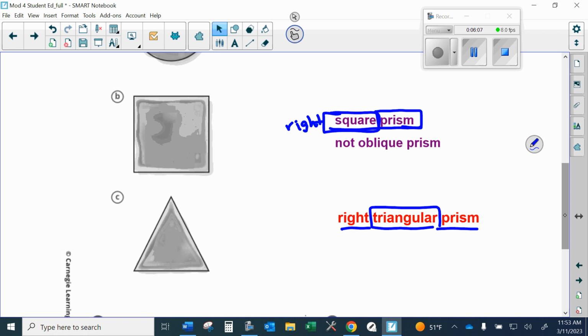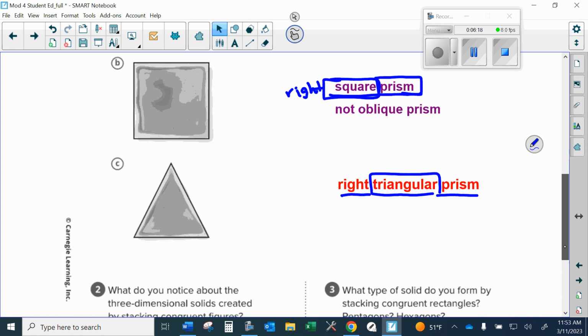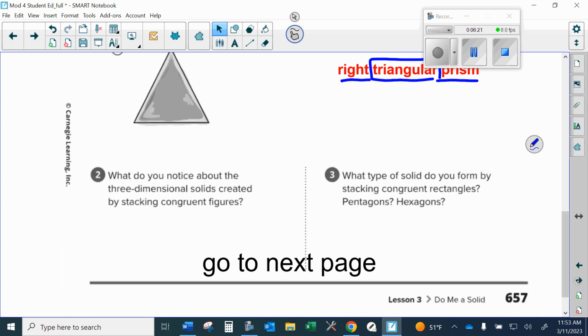Okay, because it's not oblique. It's not going up at an angle. It's going straight up vertically, or it could have been turned on its side and go straight horizontal. That's still right. If it goes up at an angle, it's oblique. Talked about these words before. Okay, go to the next page.